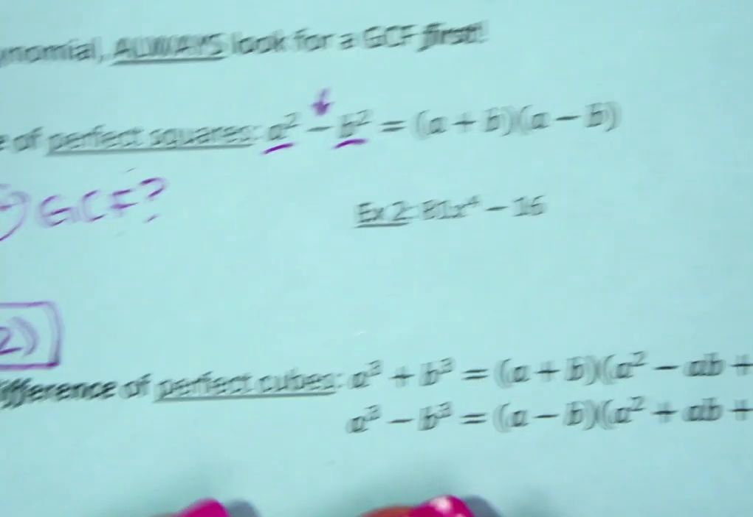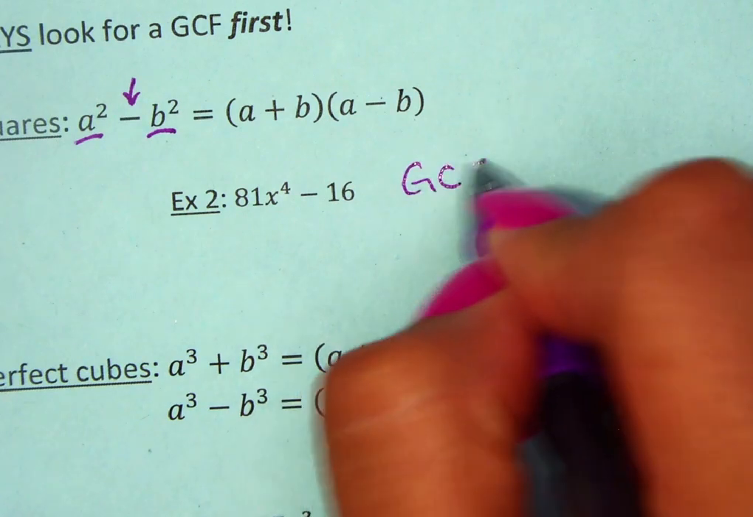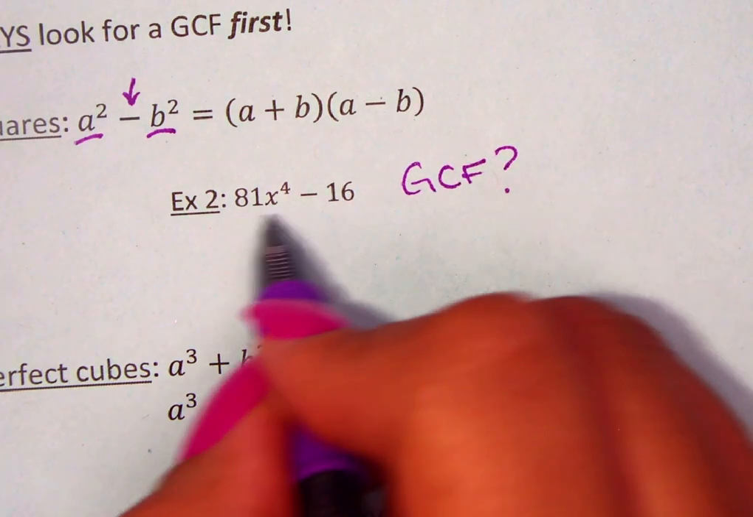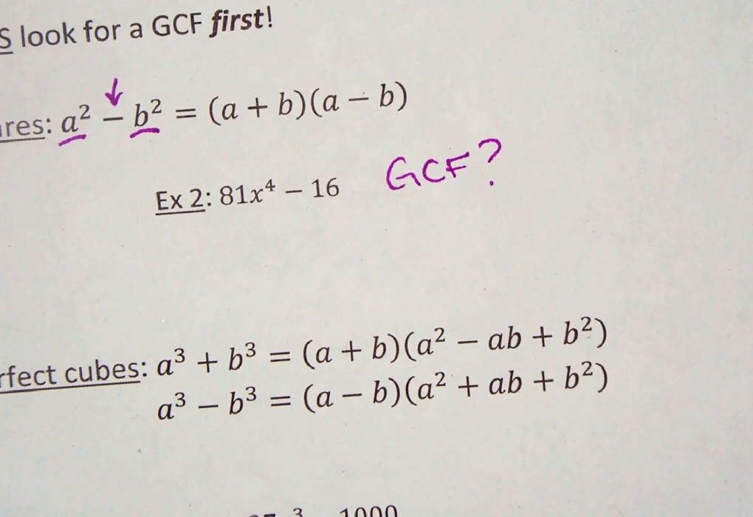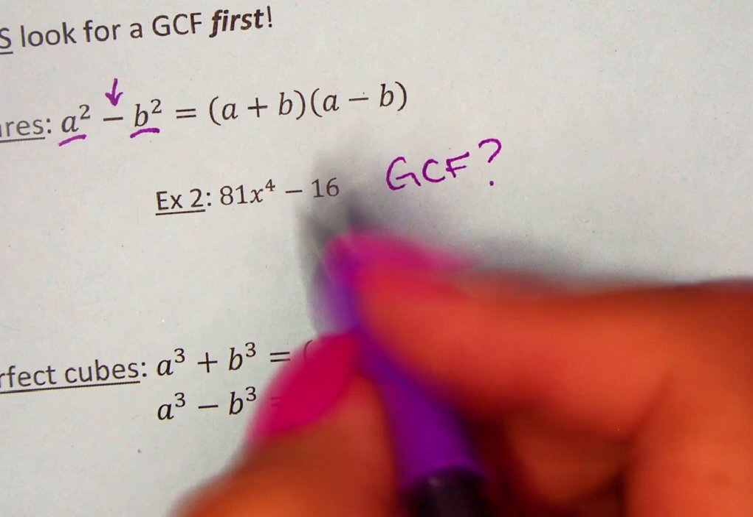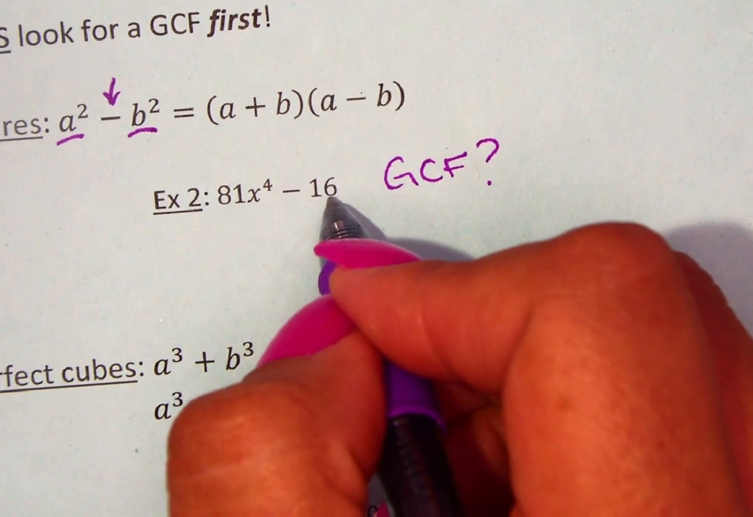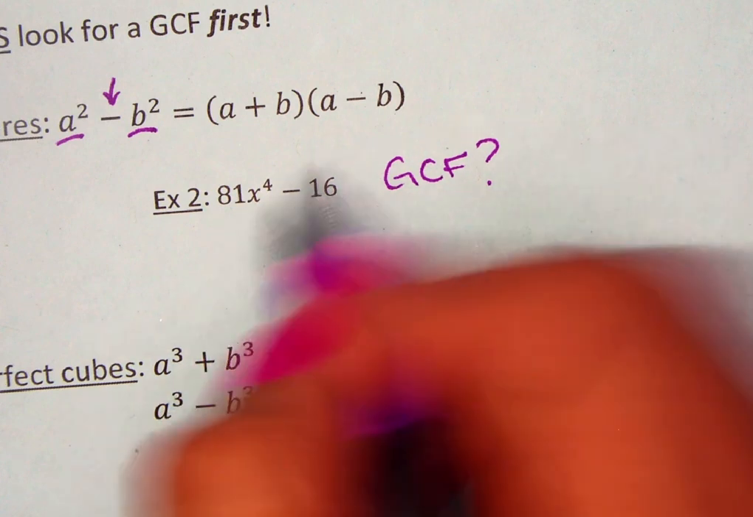Let's do that one more time. We're going to look at it and ask ourselves, is there a GCF? 81 and 16. I believe 3 is one number you can divide by, but I'll double check. Yes, we can divide 81 by 3. Oh, actually 16 cannot be divided by 3, so never mind. Let's see. They're not even numbers. So no, there's no GCF.